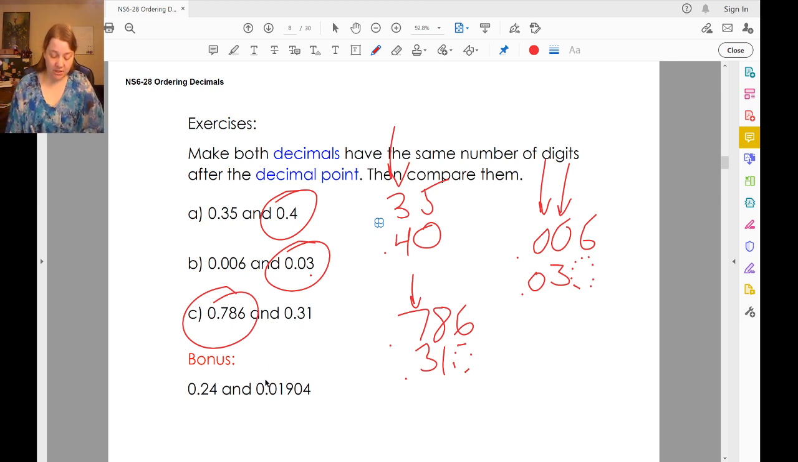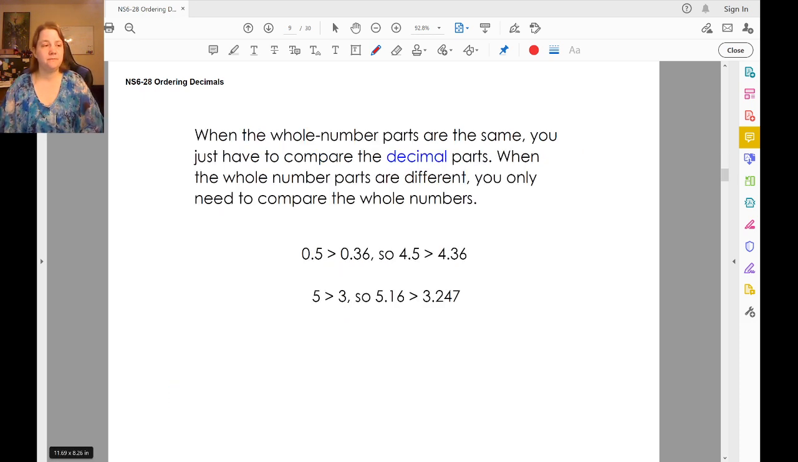I'm going to cheat here. I'm just going to line it up here. 0.24, and I could add the zeros here, but I can tell that that 2 is bigger than 0, so that's the bigger number. When the whole number parts are the same, you just have to compare the decimal points.